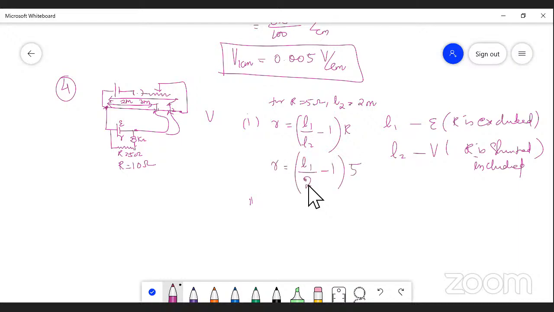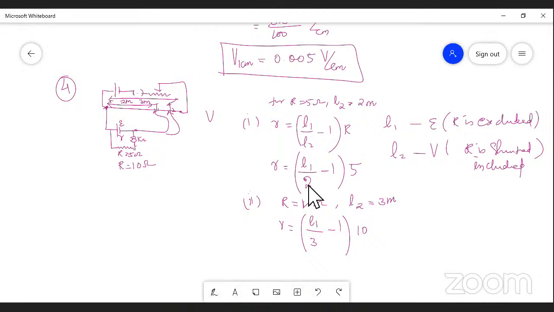Then the second case, they have given R equals 10 ohm. The cell is shunted with a resistance of 10 ohm. The balancing length corresponding to it is 3 meters. So small r will be L1, because L1 is not known, divided by 3 minus 1, into 10. Is it clear? See, I am using the formula over here to determine the internal resistance.